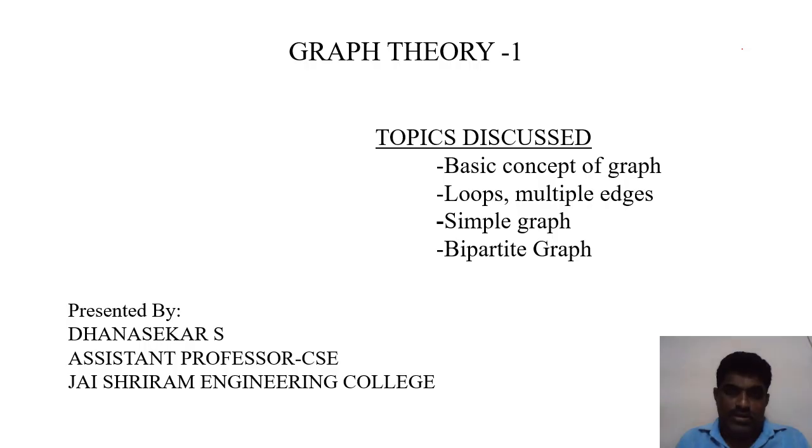Today we discuss the basic concepts of graph theory: loops, multiple edges, simple graph, and bipartite graph. Graph theory is a branch of mathematics that studies points and lines. Points are called vertices, and the lines connecting them are called edges. But graph theory is not just about drawing dots and lines.